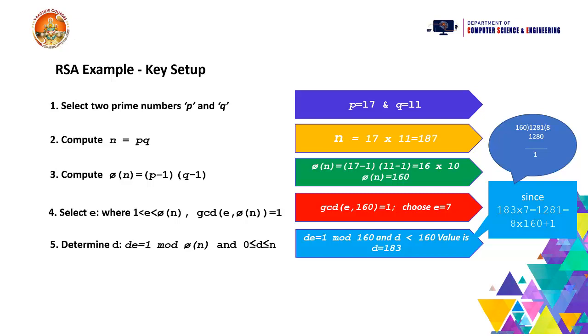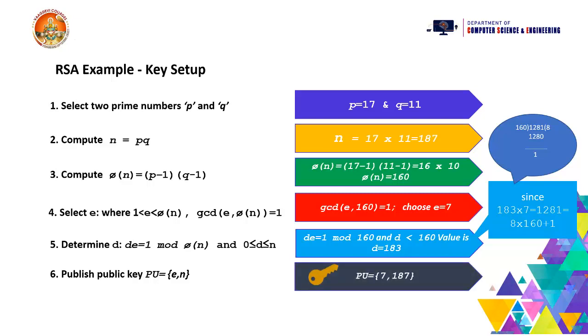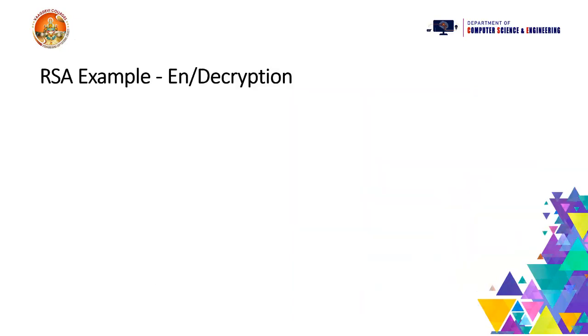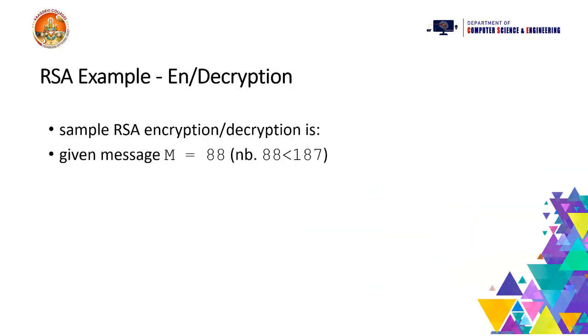From these D, E and N values, calculate the public key and private key. First calculate the public key and publish it. So PU equals E comma N, public key PU equals 7 comma 187, where E equals 7 and N equals 187. Next keep the secret key private. So private key PR equals D comma N, that is 183 comma 187, where D is 183 and N is 187. Next we'll perform encryption and decryption by using the public key and private key.